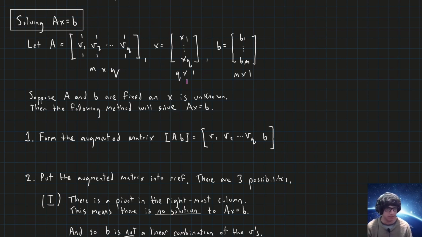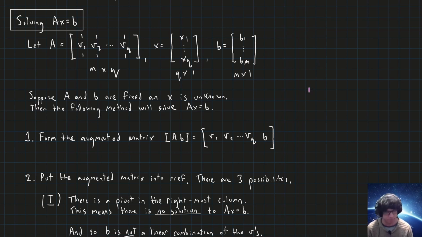So we've translated our linear combination problem into a matrix equation. And what can we do with matrices? We can put them in echelon form, and that reveals information. So this is the setup. We have A, an m by q matrix, x, a q by 1 matrix, and b, an m by 1 matrix. In this scenario, we suppose that A and b are fixed and known, and we're trying to solve for the unknown x, if it exists at all.